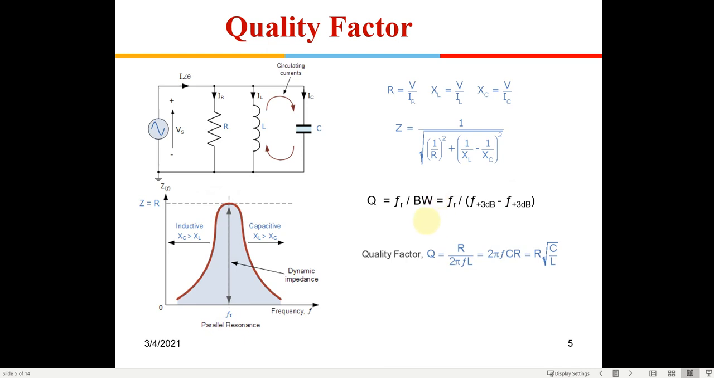So let me just introduce you to one more term, which is known as the quality factor. Quality factor is nothing but resonant frequency divided by bandwidth. Okay, what is bandwidth? Bandwidth is between the plus 3 dB and minus 3 dB points, whenever the signal amplitude is 1 by root 2 times the peak. So we take those two frequencies.